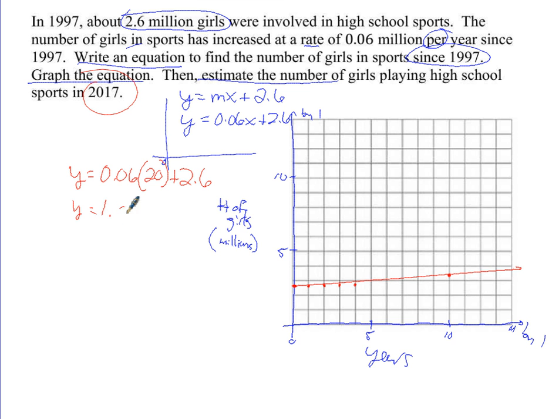1.2 plus 2.6, so y equals 3.8. What? Million frogs. Girls. I don't know. That sounds like a lot of girls. Too many girls. Yep. But the point is, how many girls are now playing sports in 2017? 3.8 million, up from 2.6 million. That's a good thing.